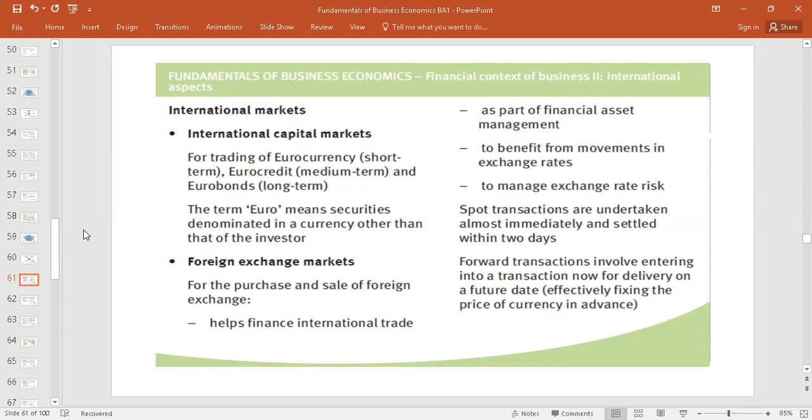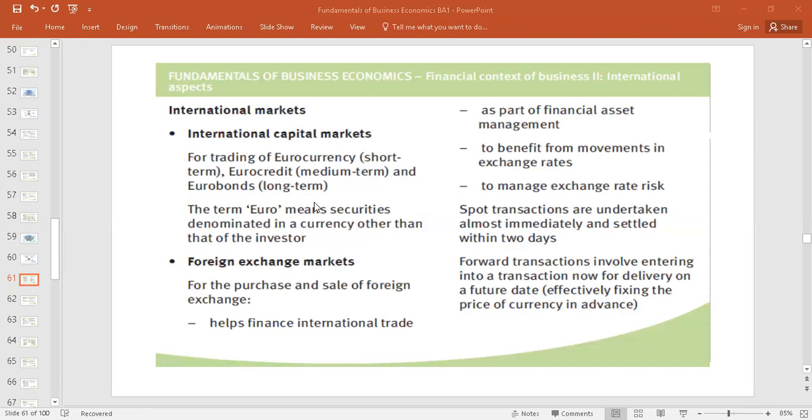See, when do we use the term euro? The term euro is used whenever the transaction happens in a currency other than the domestic currency. So that would be called a euro. The term euro means securities denominated in a currency other than that of the investor. The investor would have a domestic currency for taking up the transaction, but because of trading with foreign countries and international markets, now the trade will happen with foreign currency. So any currency other than the domestic currency or the local currency, we call that euro.